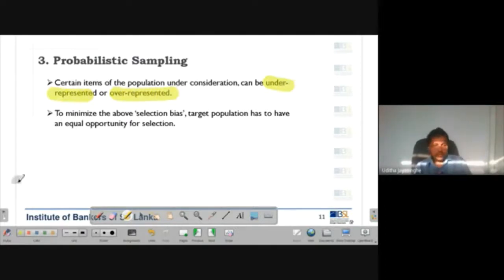Let's discuss the second bullet and then come back. To minimize the above selection bias, the target population has to have an equal opportunity for selection. Yeah, we call it selection bias.